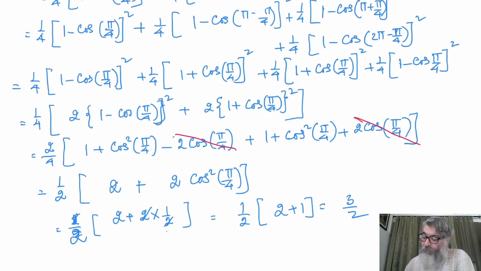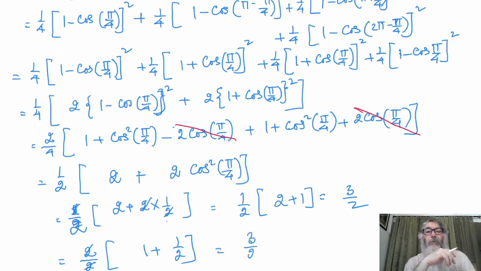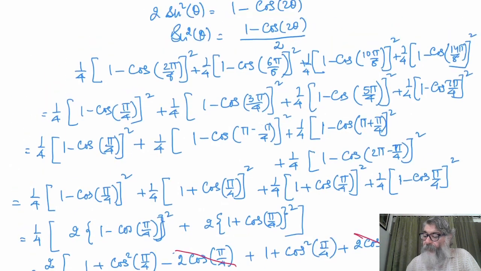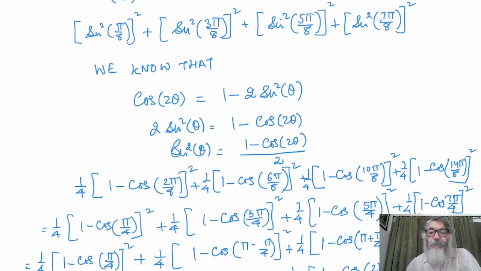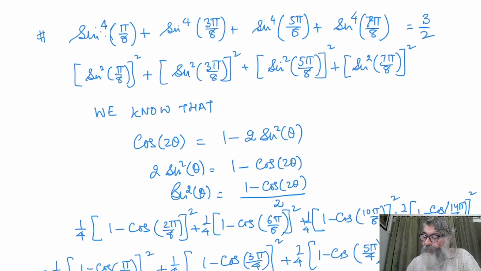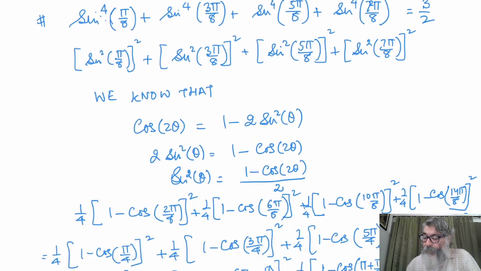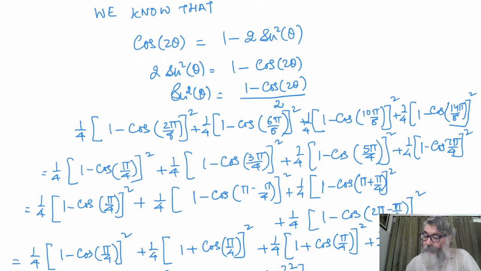If you took 2 common outside, it will become 1 plus 1 upon 2. So 1 plus 1 upon 2 is 3 upon 2 only. So in this question, we used the property of cos 2 theta, expressing cos 2 theta in terms of sin square theta. Like in the previous question, we had used cos square, so we had to express cos square in terms of that. Okay, let's see the next question now.